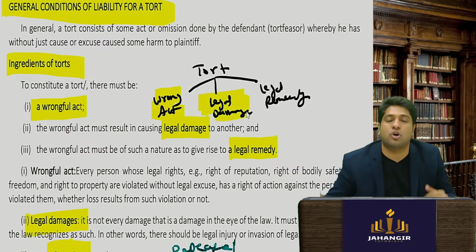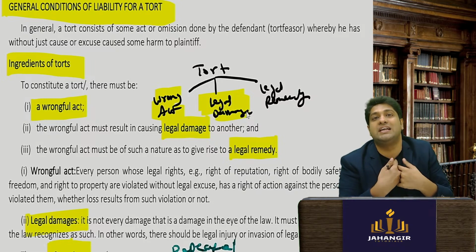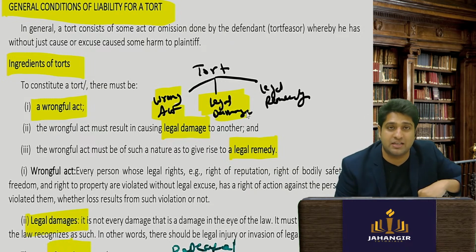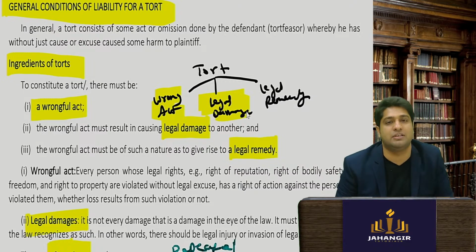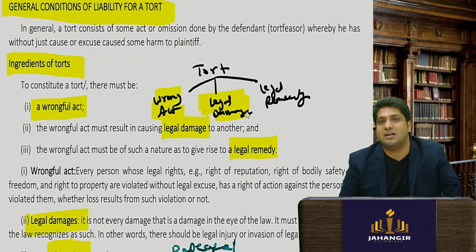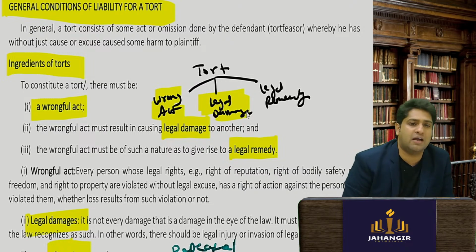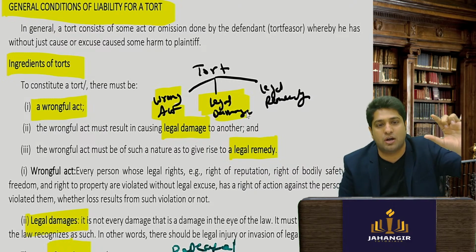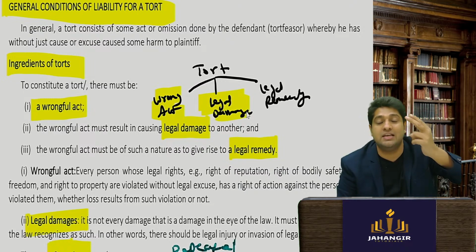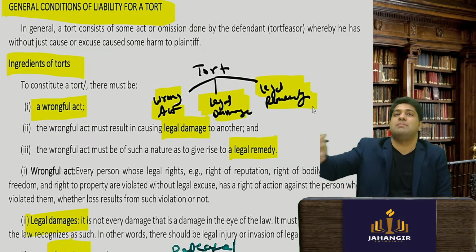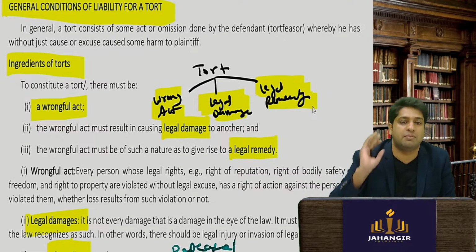Second, whenever there is a wrong act, it should have caused you legal damage. Legal damage could be monetary damage, physical damage, or mental damage. Someone played a prank and scared me, for which I went into hospital for 2 days. So I will say pay the medical expenses. He gave me mental injury. So for a wrong act, there has to be legal damage, that is, damage in the eyes of law. And for every damage caused, the law will also have a remedy.